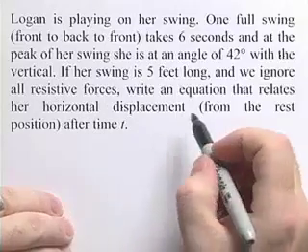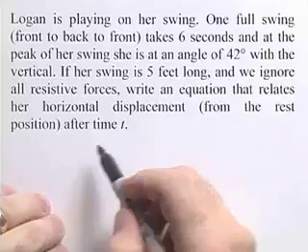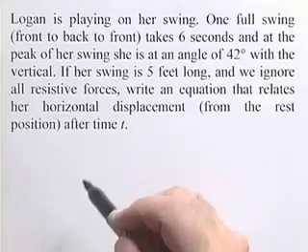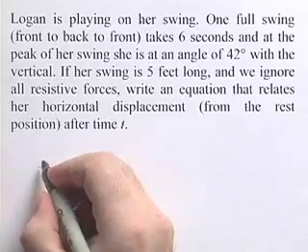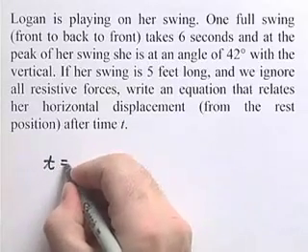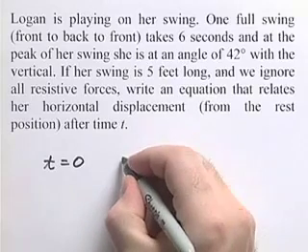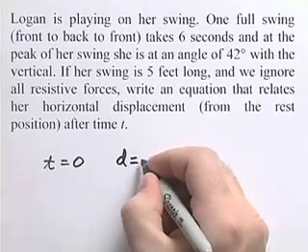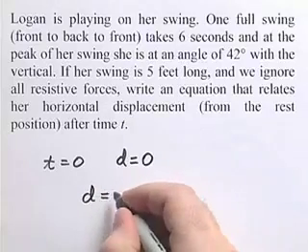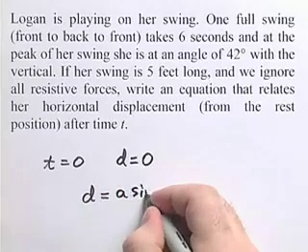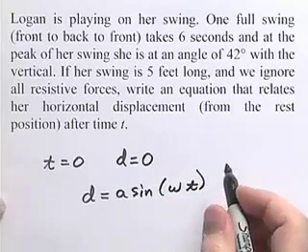If her swing is 5 feet long, and we ignore all resistive forces, write an equation that relates her horizontal displacement from the rest position after time t. Since we're considering the initial time t0 in the rest position, the vertical position, that is d equal to 0, our equation is going to have the form d equals a times the sine of omega t. That's going to be the form of our equation.